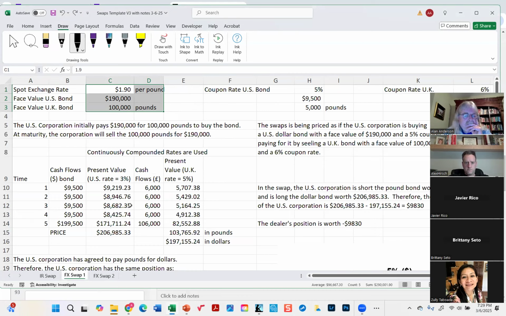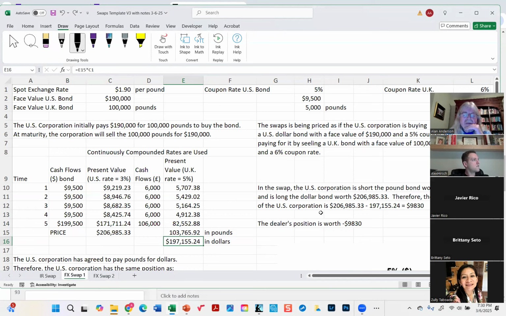And so here's the $9,500 cash flows that we're getting from the US bond. This is the price. Now at the end, we get our principal back of 190,000. In Britain, this is the cash flows to the British pound bond. Now, the interest rates we're assuming are 3% in the US and 5% in the UK. All right. And we're using continuously compounded rates like we did before. So the present values are here. So in other words, this US bond in principal is worth $206,985.33. The British pound bond is worth 103,765.92 pounds, but at the current exchange rate, that's worth $197,155.24.